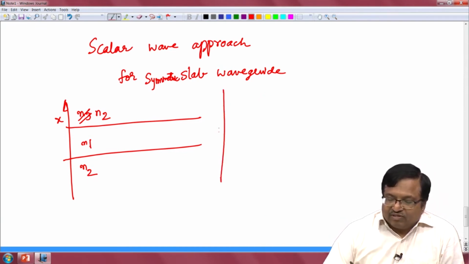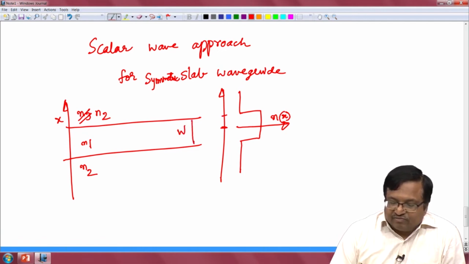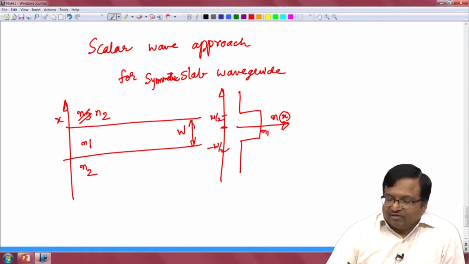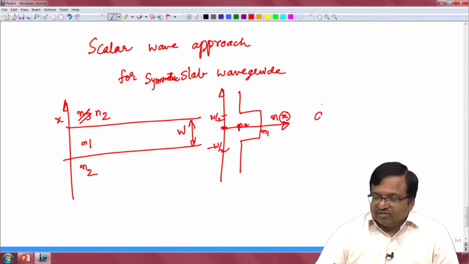I will draw it in the same axis that we have chosen to represent the waveguide, and let me take the origin as the middle. The refractive index profile could be drawn like this, n of x, and this x direction. Let me say the width of the waveguide is w. From minus w by 2 to plus w by 2 you have the refractive index n1, and outside is the refractive index n2. This is a geometry and this is a refractive index profile.